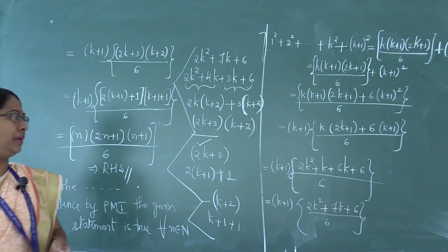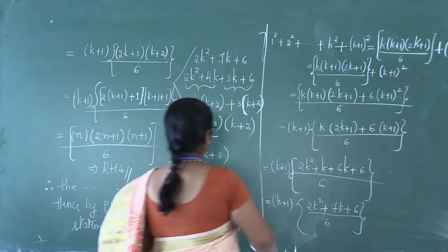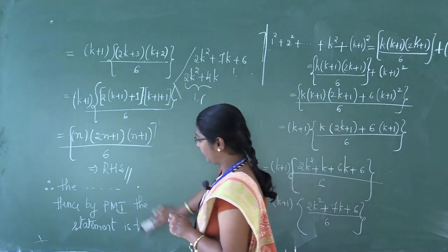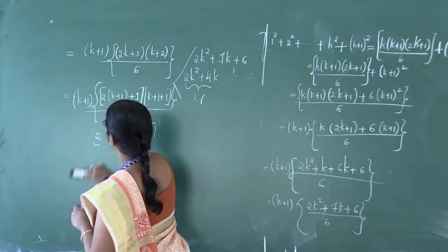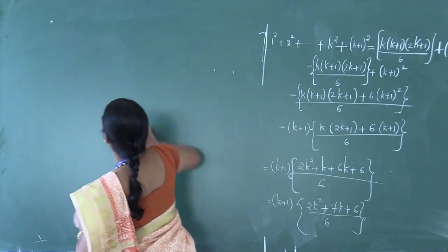What is the third problem? 1 cube plus 2 cube plus 3 cube plus etcetera plus n cube is equal to n square into n plus 1 whole square divided by 4.